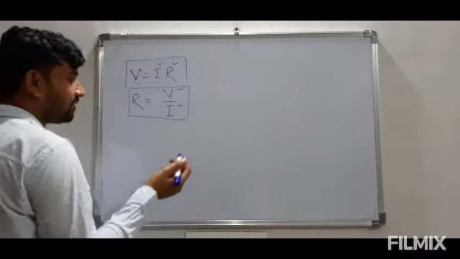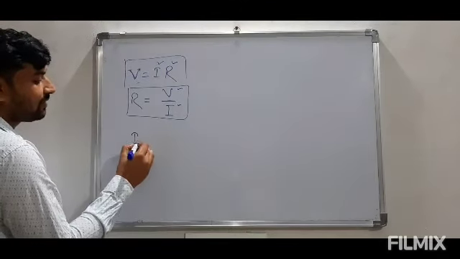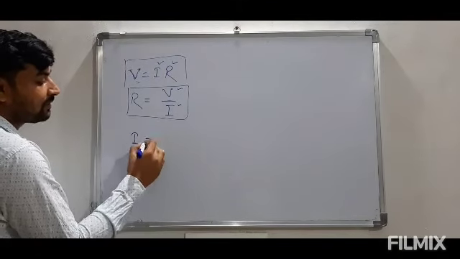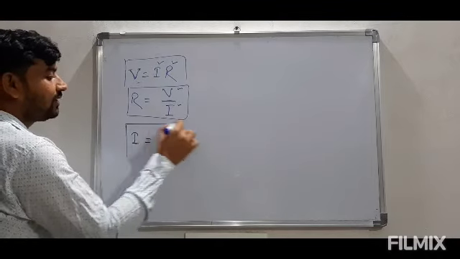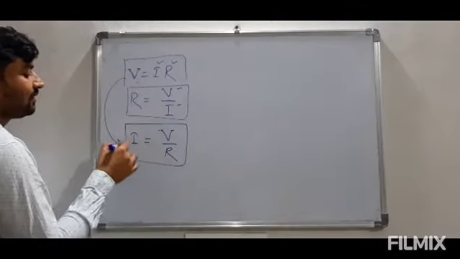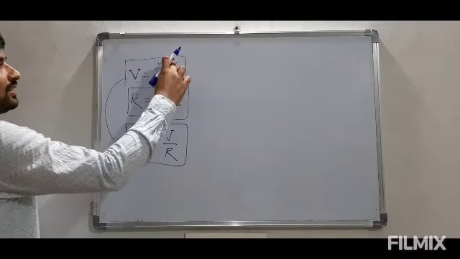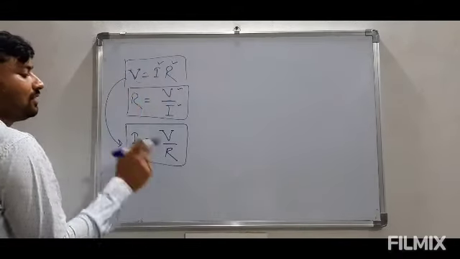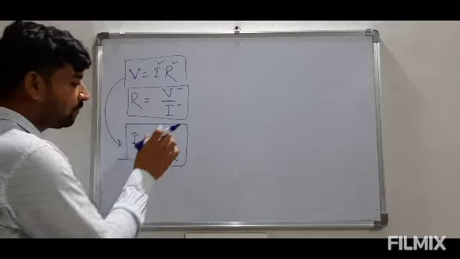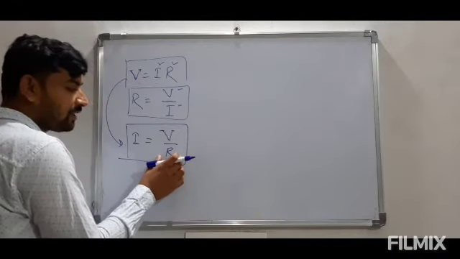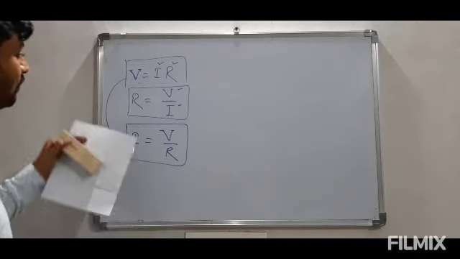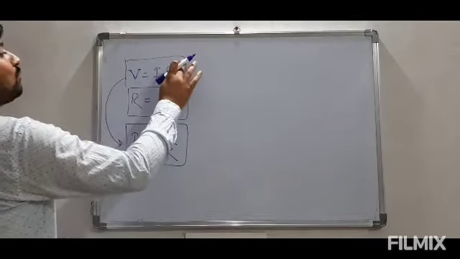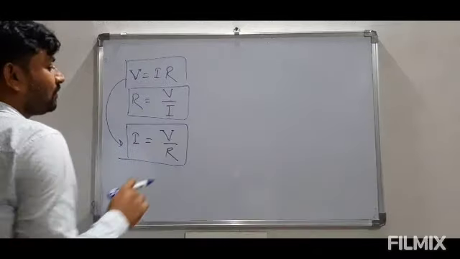Now the third thing: if we need current in the circuit, we can calculate it by this relation. I is nothing but V by R. This can be easily written from here. If we take this R to the other side, it will come in the denominator. So current is potential difference divided by resistance of that conductor. This is how we calculate if two of the values are given to us.